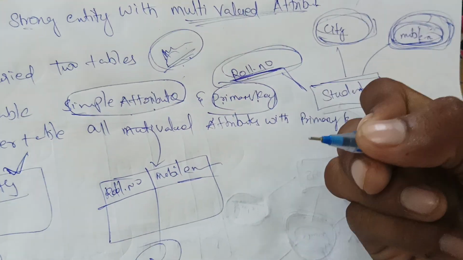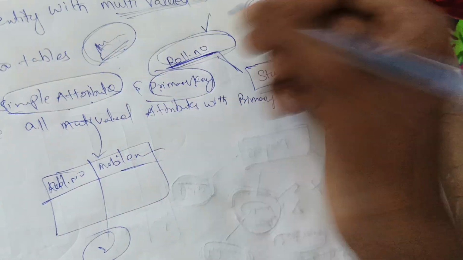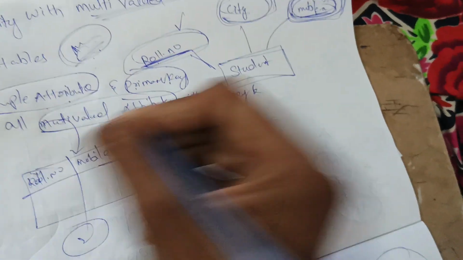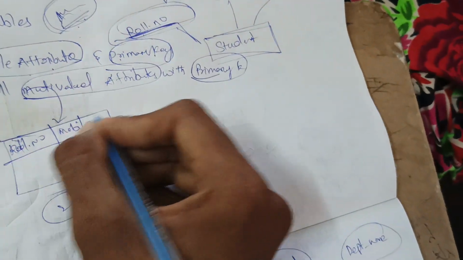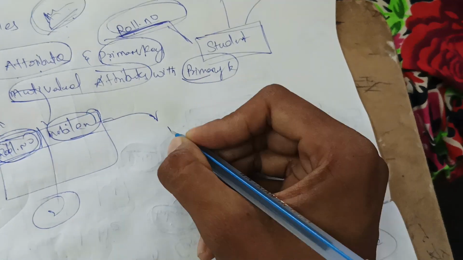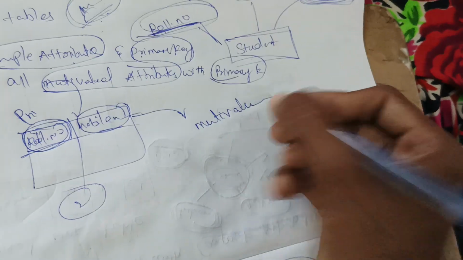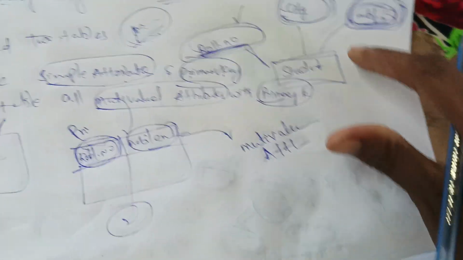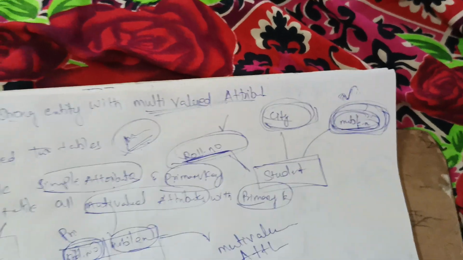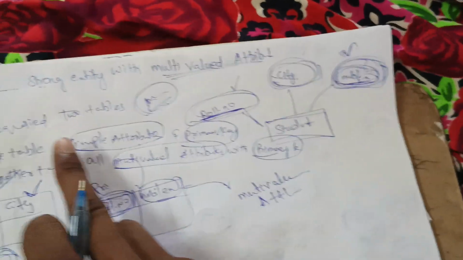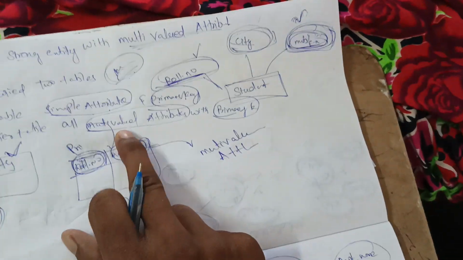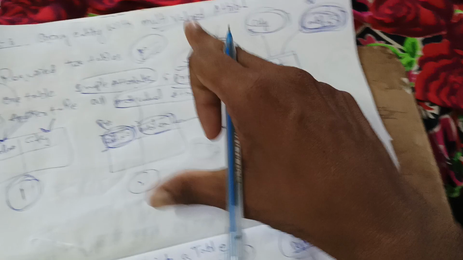Next we develop another table that contains the primary key and the multi-valued attributes. So the second table contains roll number, that is the primary key, and mobile number, that is the multi-valued attribute. So when a strong entity with multi-valued attributes is in our ER diagram, we must construct two tables. One table must contain the simple attributes and the primary key, and the second table must contain all the multi-valued attributes and the primary key. So this is rule number 3.